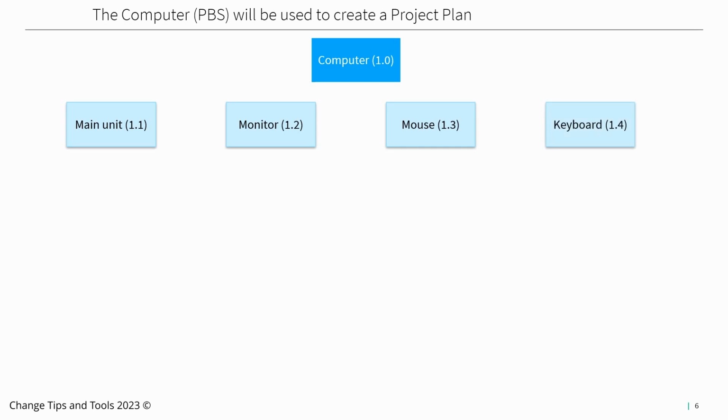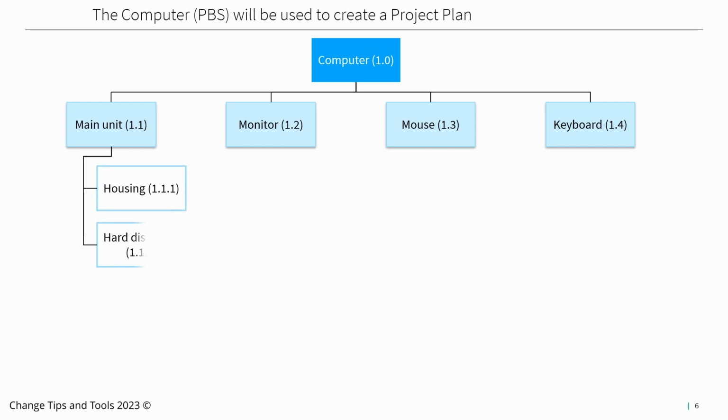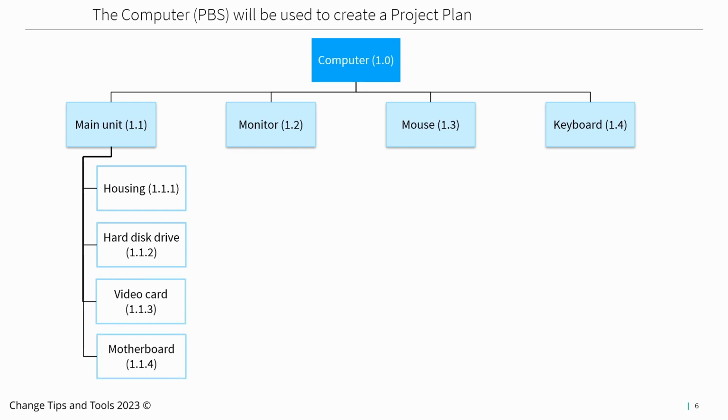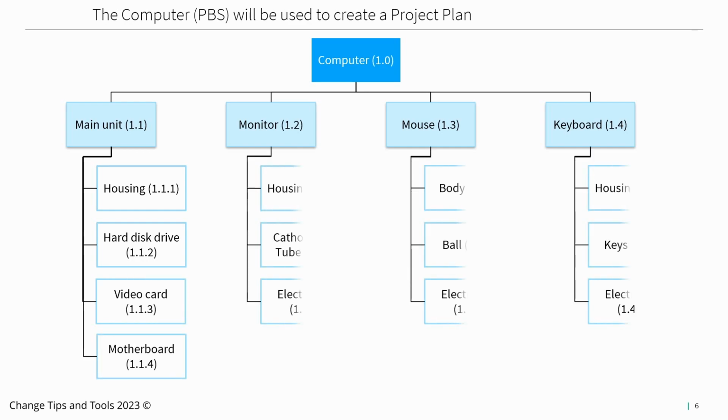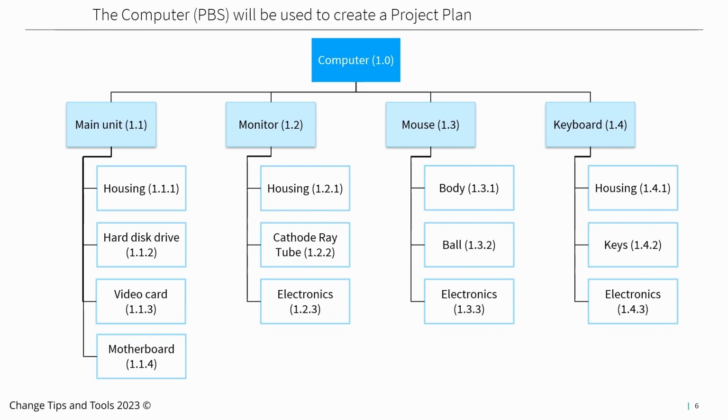So if we take our computer, what are the sub-deliverables that make that computer? So here we have a main unit, monitor, mouse and keyboard. And these are the sub-deliverables that make up our computer build. Now, like our computer, each of these have their own sub-deliverables. So if we look at the main unit, we have housing, hard drive, video card and motherboard, and the same for the monitor, mouse and keyboard. Now keep an eye on the PBS numbering, as this will help us define the shape of our plan.